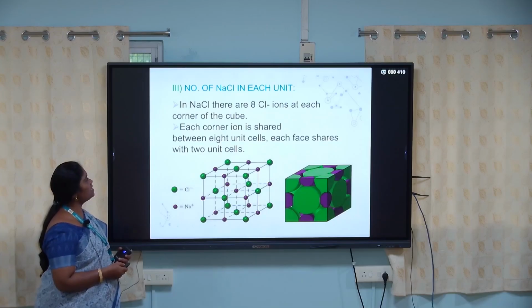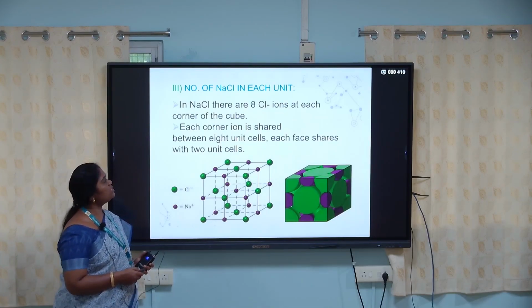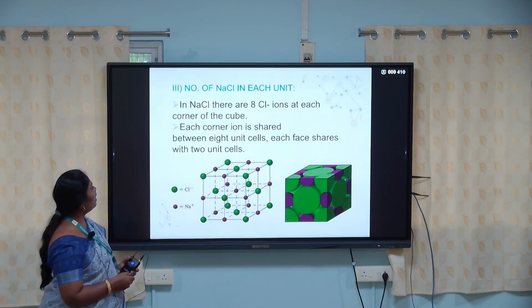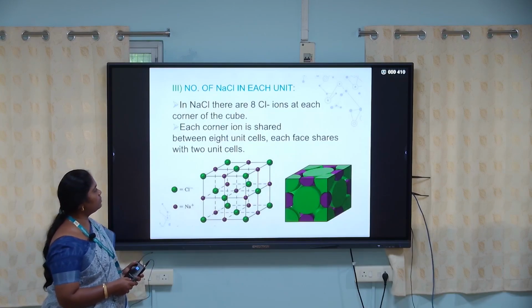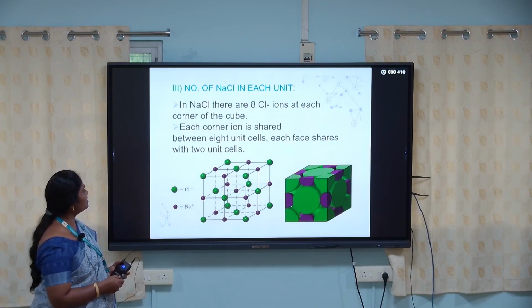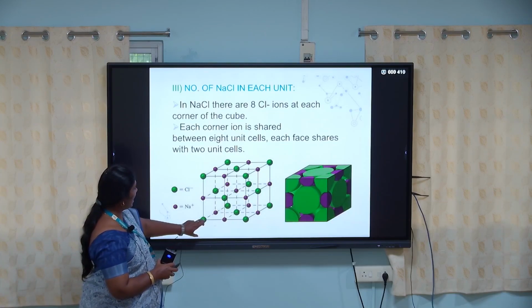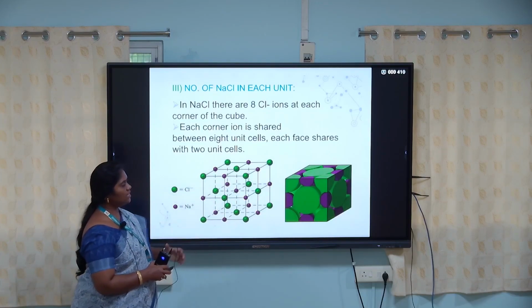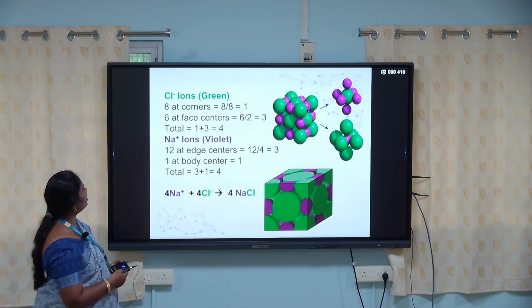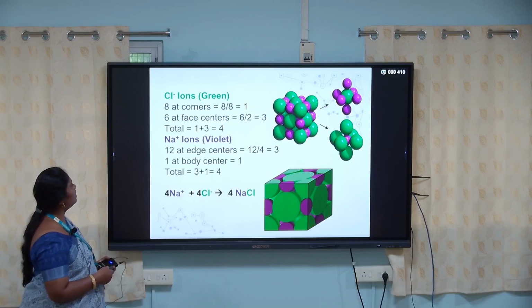Now, the number of NaCl in each unit cell. There are 8 Cl ions at the corners of the cube, and each ion is shared between 8 unit cells. Each face is shared with 2 unit cells. Here you can see this Na plus is shared by these 2 Cl minus, and similarly every Na plus is shared by the Cl ions. Here you can see the calculation of how much of Cl is shared at each corner.